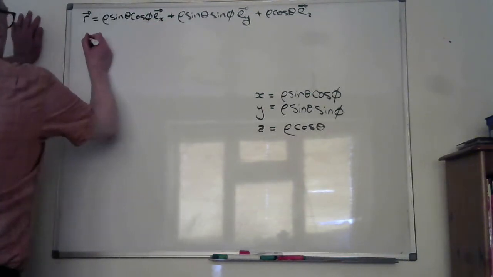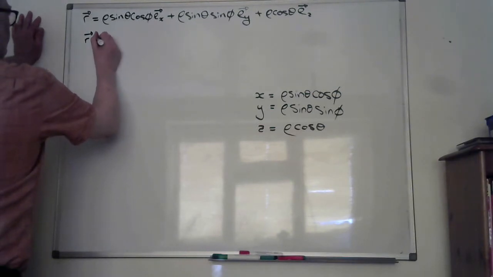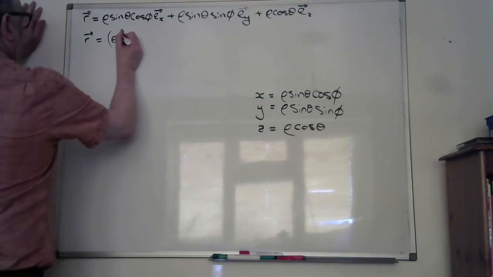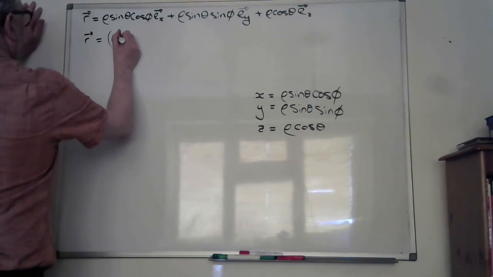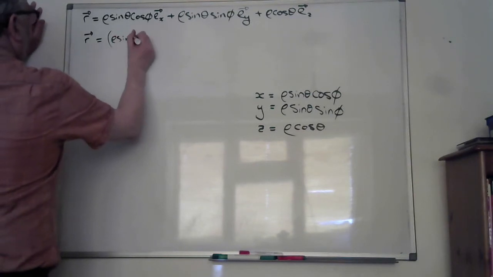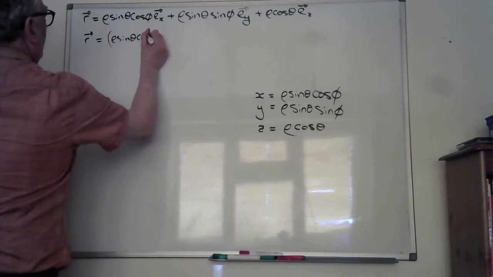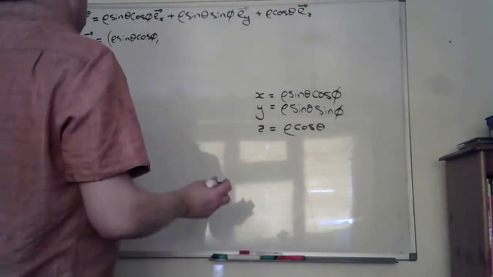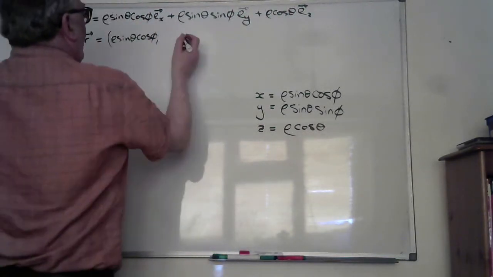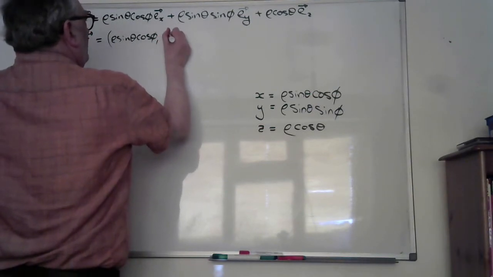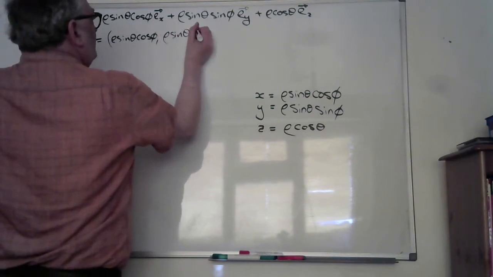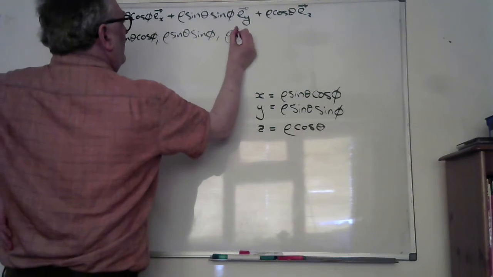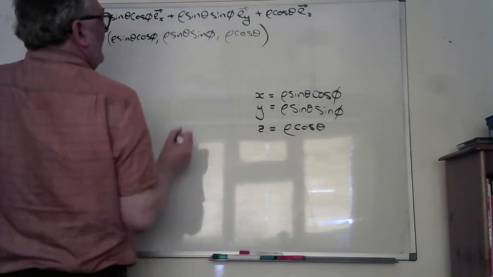Now, I like to write this as, this just makes it a little more compact. I think it's okay to write it like this. It's another vectorial form, but you can just eliminate the basis vectors and just write these components with a comma between them. So you've got rho sine theta cos phi there, rho sine theta sine phi, and we've got rho cos theta there. Okay.